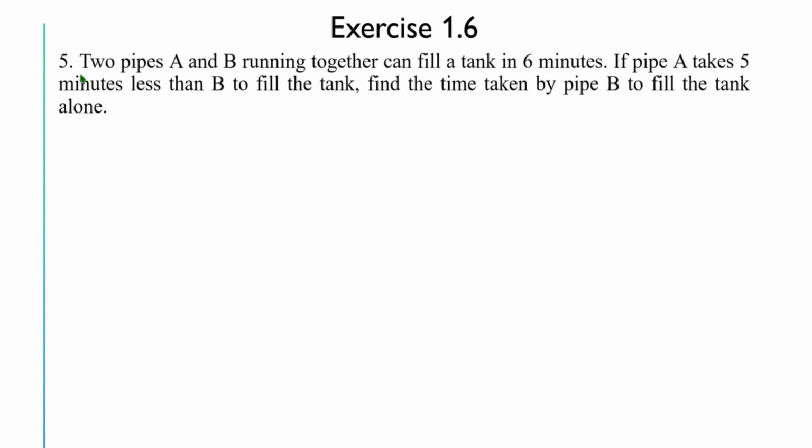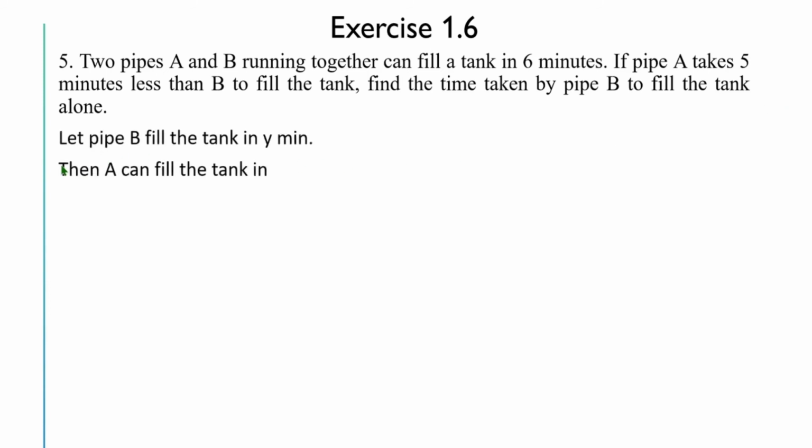Next question. 2 pipes A and B running together can fill a tank in 6 minutes. If pipe A takes 5 minutes less than B to fill the tank, find the time taken by pipe B to fill the tank alone. So let us take, let pipe B fill the tank in y minutes. Then A can fill the tank in y minus 5 minutes.